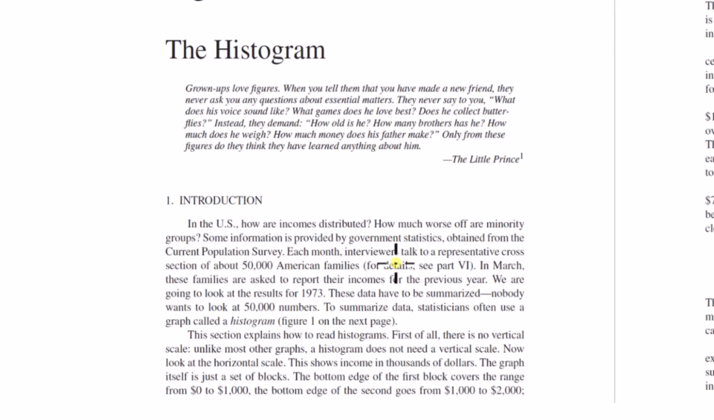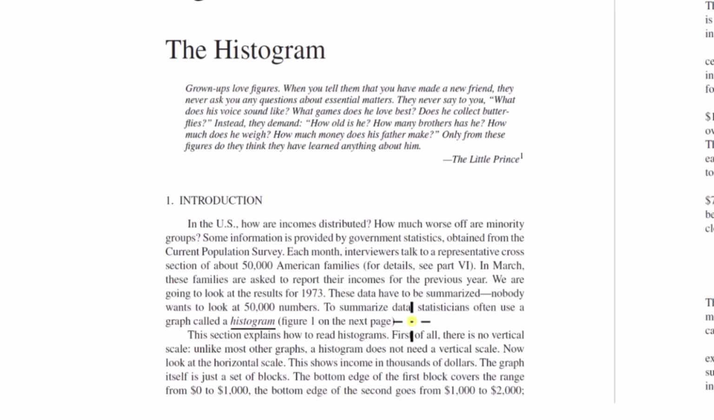Each month, interviewers talk to a representative cross-section of about 50,000 American families. In March, these families are asked to report their incomes for the previous year. We are going to look at the results for 1973. These data have to be summarized. Nobody wants to look at 50,000 numbers. To summarize data, statisticians often use a graph called a histogram.